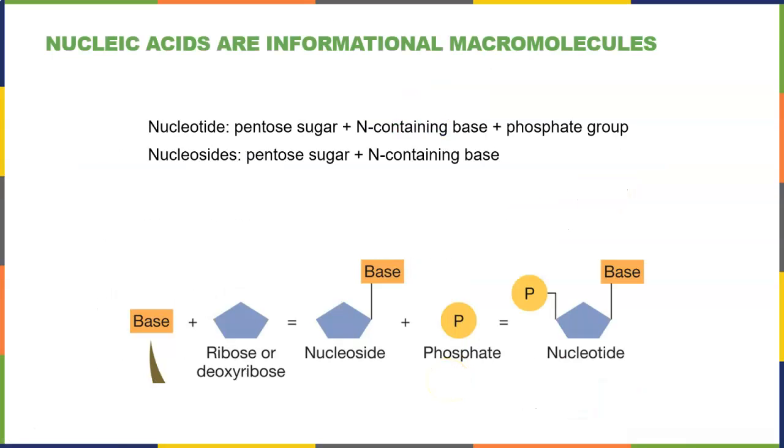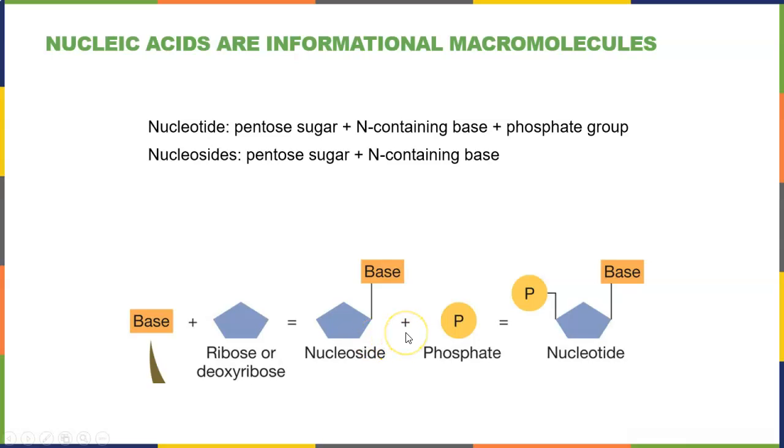Nucleic acids are informational macromolecules, and they are made up of several components, so we can look at these as polymers. There's going to be a base of some kind, and this base is going to contain nitrogen. There's going to be a sugar, which is one of two types, either ribose sugar or deoxyribose sugar. When those two things combine, when they form a bond between them, we call that a nucleoside. So the base is kind of stuck on the side of this one.